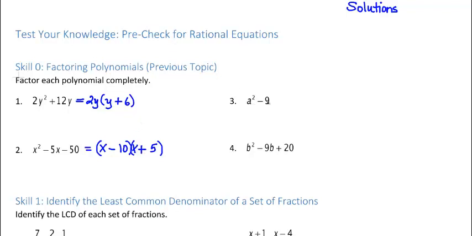A squared minus 9 is the difference of two squares. So that is a product of conjugates, with the terms being what we have to square to get a squared and 9. So that would be a minus 3 times a plus 3.